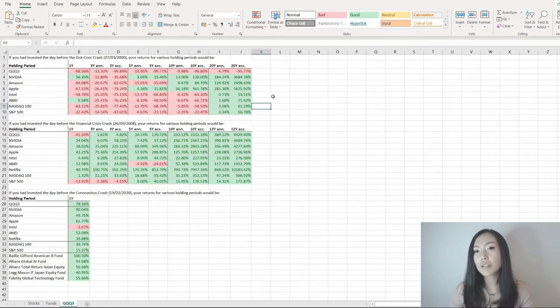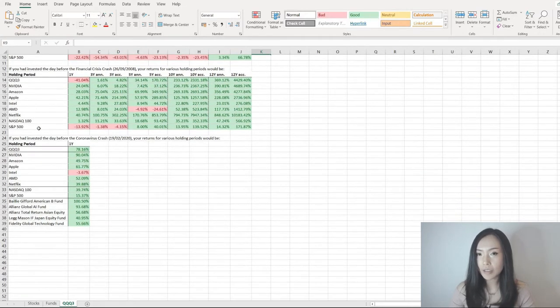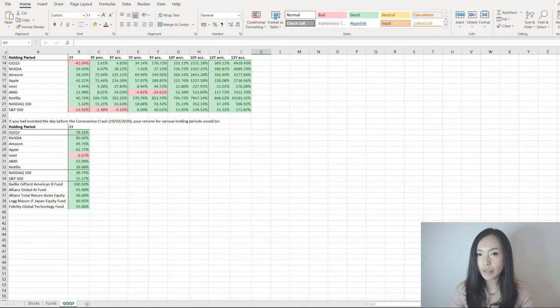So this is a really good example of how bad leveraged ETFs can be and how devastating it can be if you had gone through an extended period of bear market and market downturns.